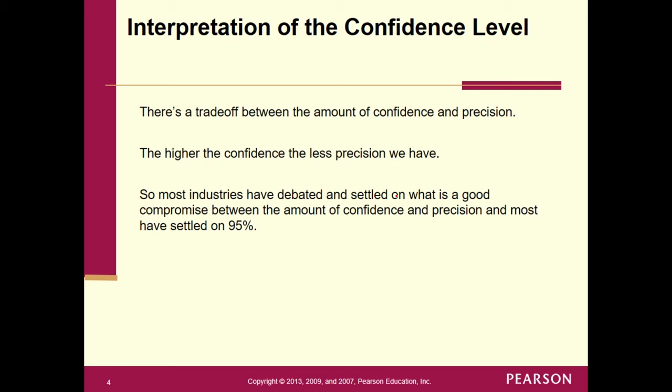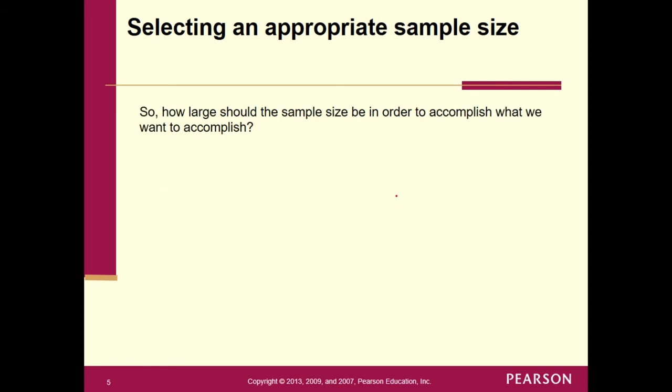Okay. So everything that we just talked about is in general for all confidence intervals, not just the population proportion P. However, the next slides that we go over are very specific to the population proportion P and making a confidence interval for it. Notice here that what we're doing is selecting the appropriate sample size. So how large should the sample size be in order to accomplish what we want to accomplish?